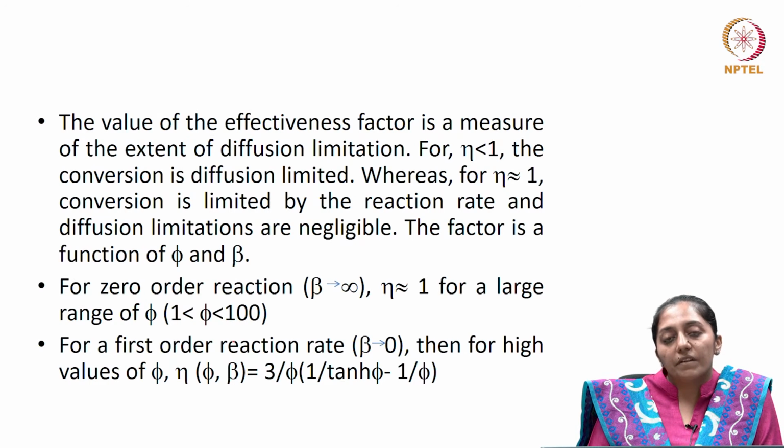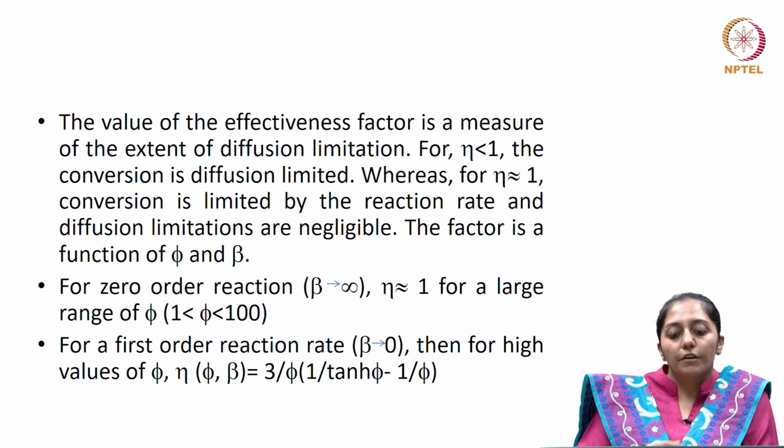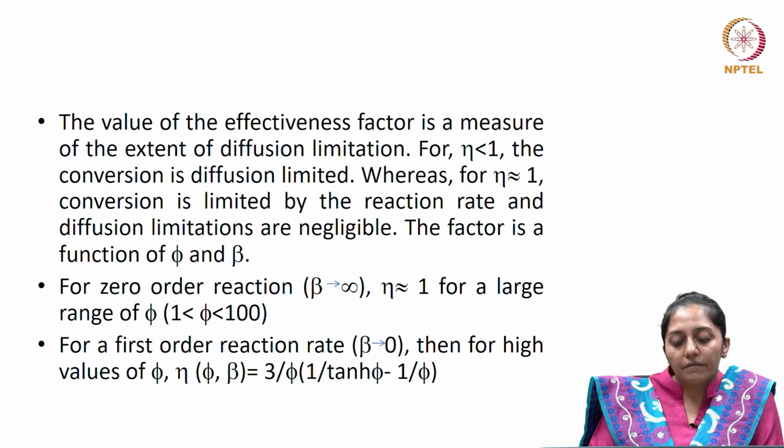some cases. If the effectiveness factor is less than 1, this means that the conversion is diffusion limited, whereas if effectiveness factor is nearly 1, this means the conversion is limited by the reaction rate and the diffusional limitations are negligible. And eta in turn is a function of Thiele modulus and the function beta in this case. Now, if we want to use this as a generalized equation and try to find the conditions for the 0 order and the first order reaction rate.